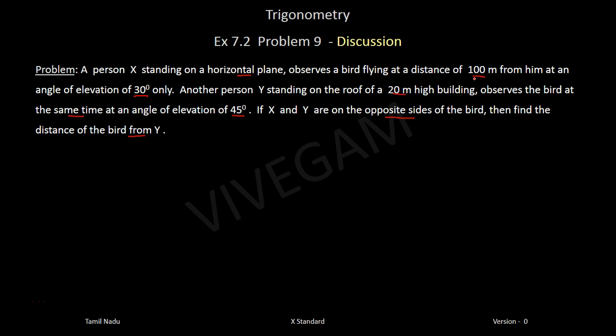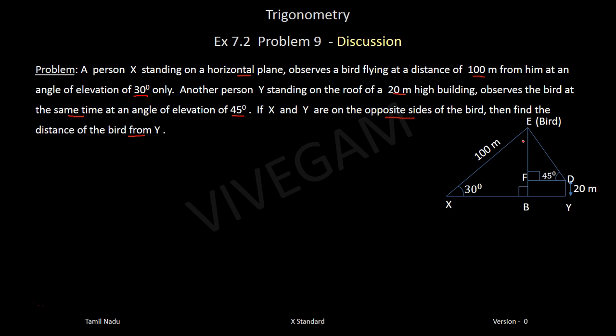Okay, so let's make a simple diagram. This is the bird, this is person X, and this is person Y. See, they are on the opposite sides of the bird, right? The distance of X from the bird is 100 meters, and the angle of elevation is 30 degrees. Now let's say this is the building, and this person is standing here. I think I made a mistake here. The Y should be here. So Y is standing here and observing the same bird, and the angle of elevation is 45 degrees, and we are asked to calculate this distance.